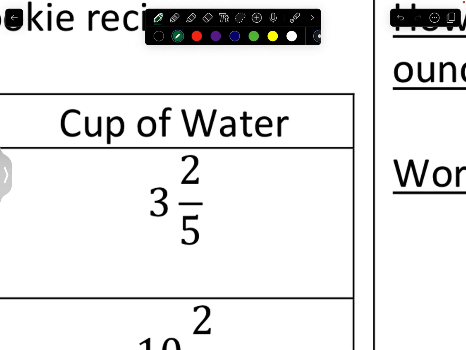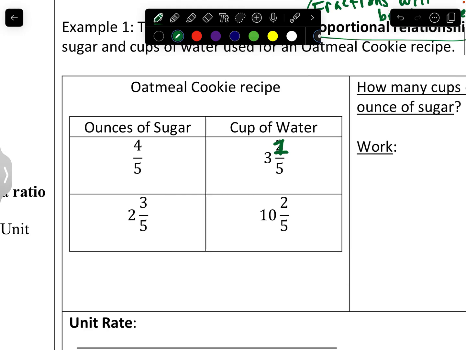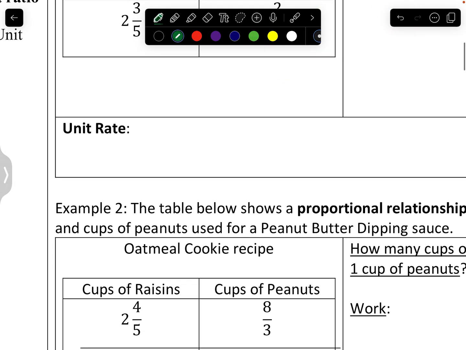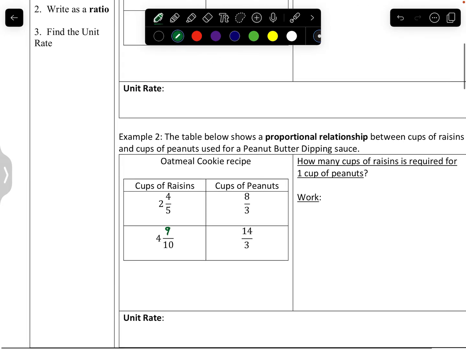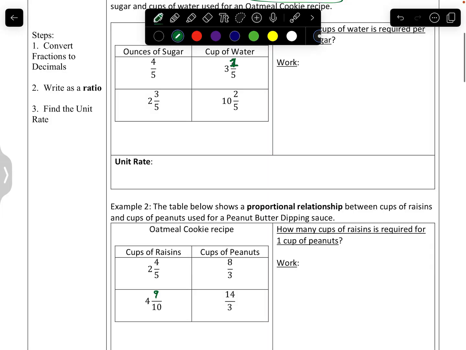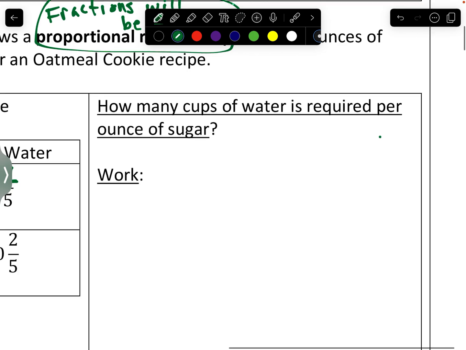Now, I will tell you guys this. Let's make a couple of changes here. This was supposed to be a 1. I jacked this one up. And then this one down here was supposed to be a 9. Even if you don't use it, you'll get the gist of this, but just so it stays proportional, because we want both answers to be the same. That's what it's supposed to say. So, either way, we're here. How many cups of water is required per ounce of sugar?